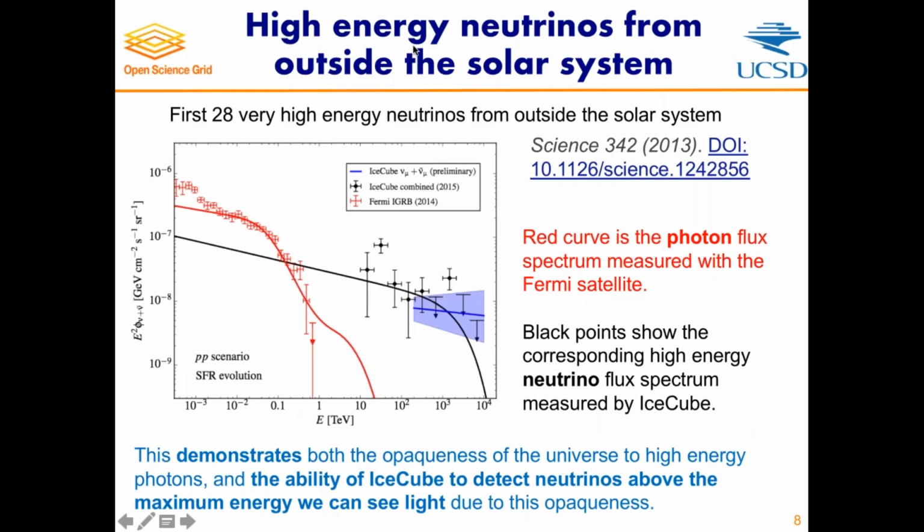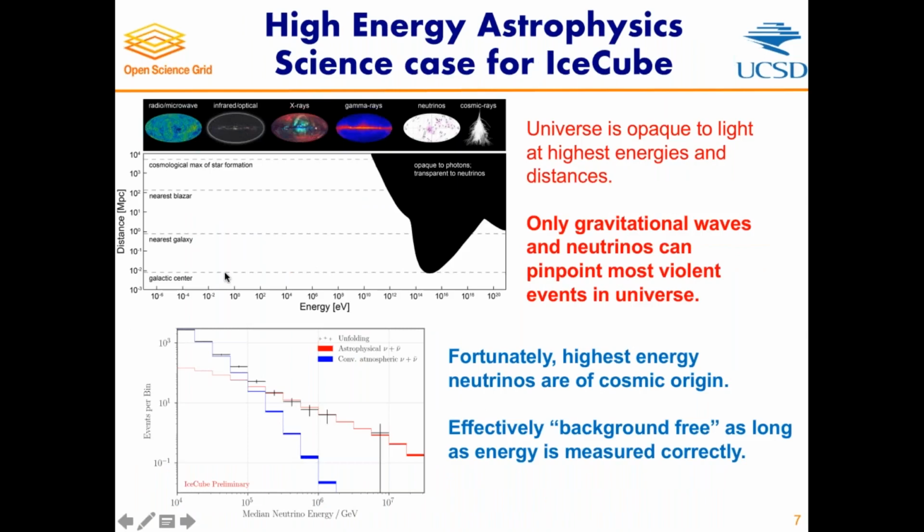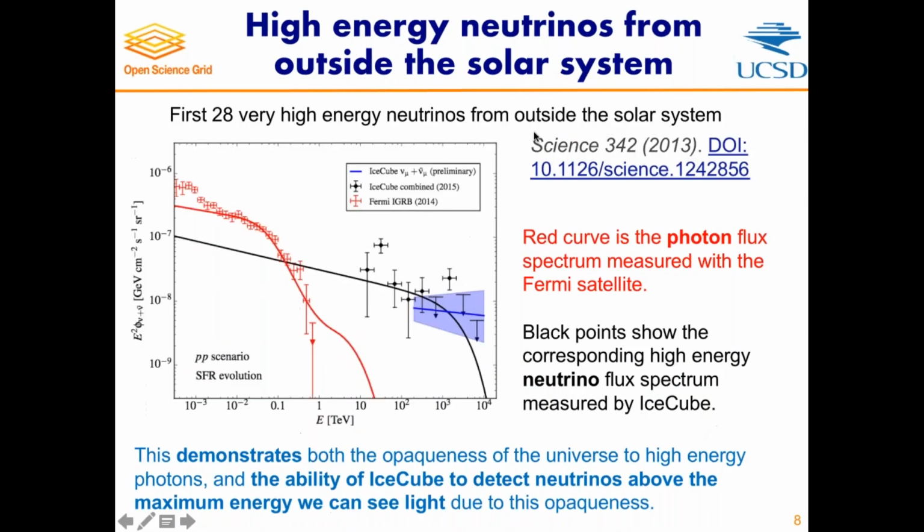Next slide. Here I want to talk a little bit more on what has been actually measured. In the previous slide, I talked about the concept. Here I'm talking about the actual measurement. So what you see here is a plot out of a paper published in Science in 2013. This was the first evidence from IceCube that these neutrinos actually exist, and extragalactic neutrinos exist.